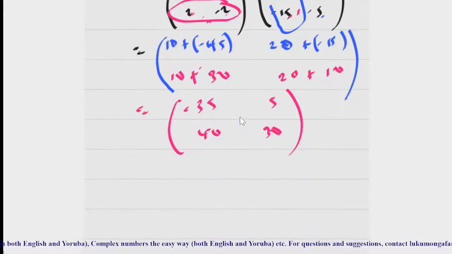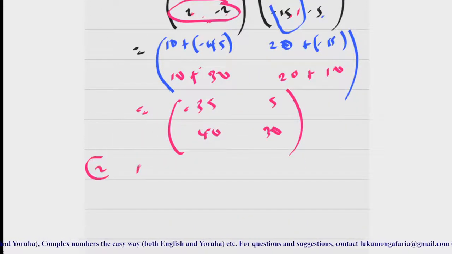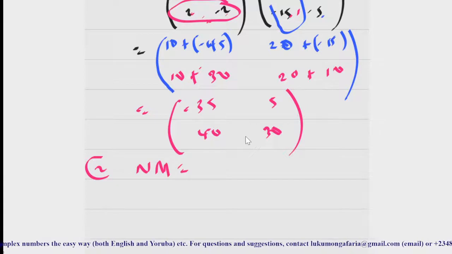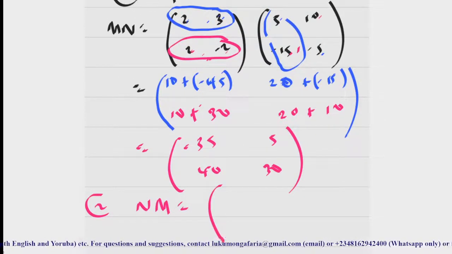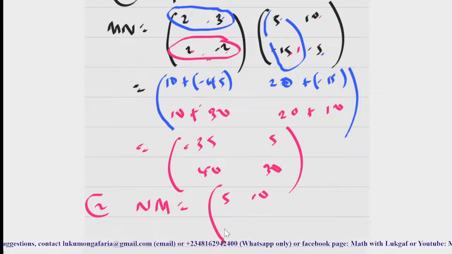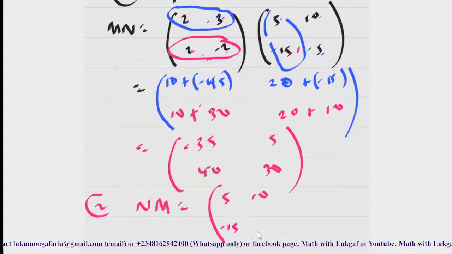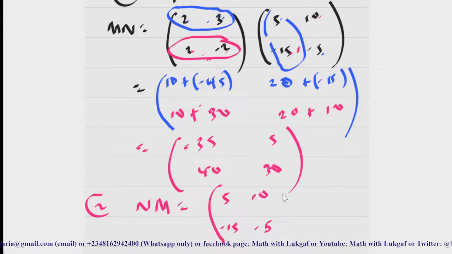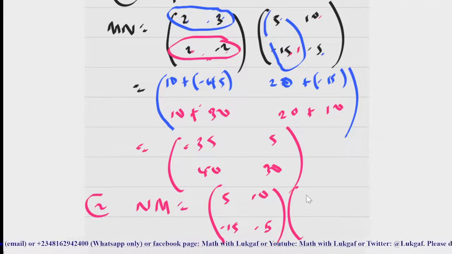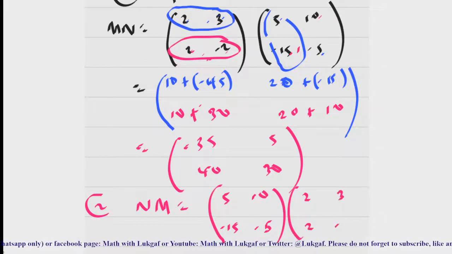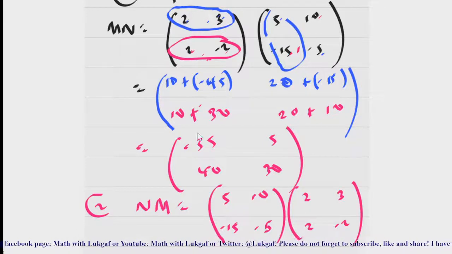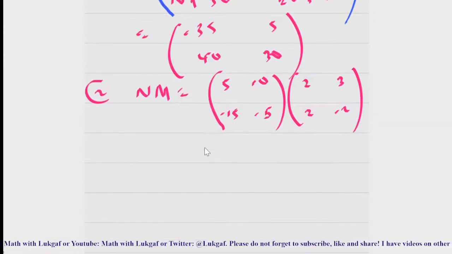Okay, let us find the second question. It asks us to find nm. And by this, we are going to see whether multiplication of matrices is commutative or not. So 5, 10, minus 15, minus 5. Then you have 2, 3, 2, minus 2. I hope you understand now.